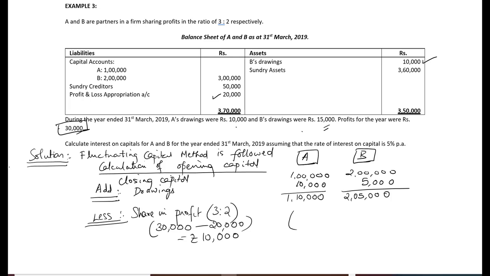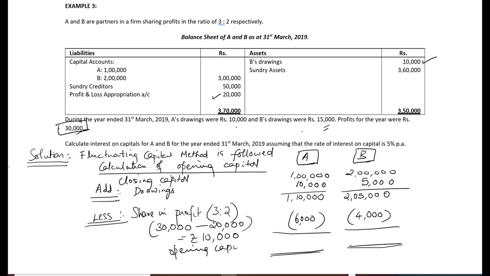This amounts to 10,000 into 3 by 5 for A, which is equal to 6,000 rupees for A, and 10,000 into 2 by 5, which is 4,000 rupees for B. After deducting this amount, we get that the opening capital in the case of A it's 1,04,000, and in the case of B it's 2,01,000.